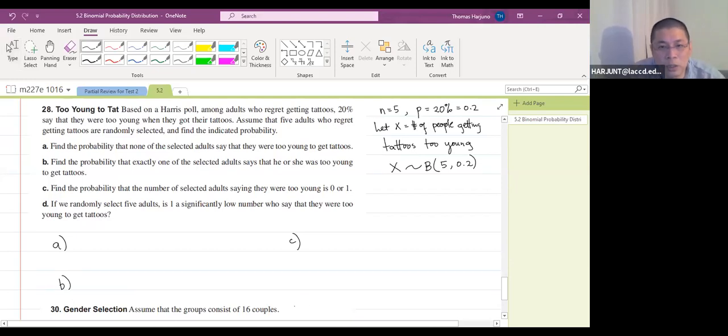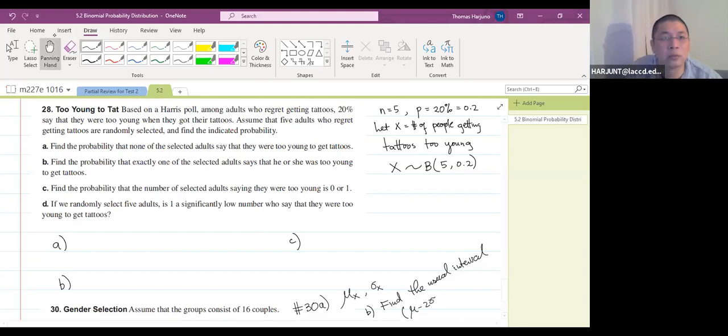So I want you to do number 28 A, B, C and number 38. Number 38 is basically asking you what is the mu x and what is the standard deviation. But I need to modify parts B and C. What I want you to get for part B is to find the usual interval. The usual interval, as defined before, is mu minus twice the standard deviation up to mu plus twice the standard deviation.